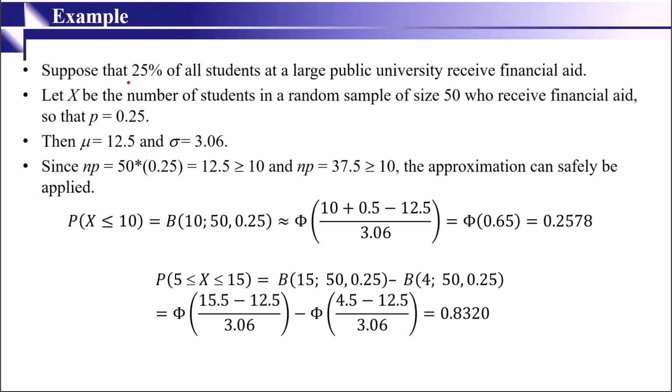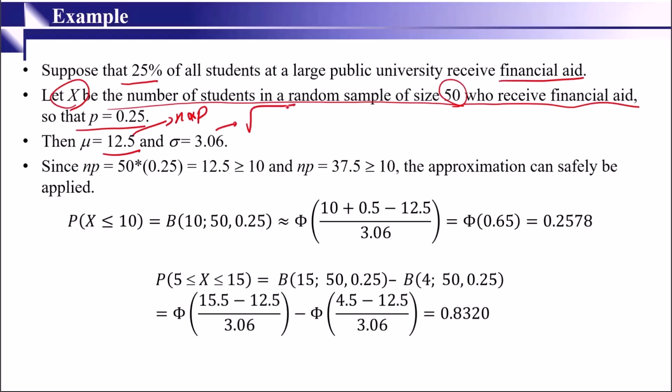So we add 0.5 in order to improve the accuracy. Suppose that 25% of students at a large public university receive financial aid. X is a random variable, the number of students in a random sample of 50 who receive financial aid, and the probability is 25%. Based on the equations, mu is n times p, which is 12.5, and sigma is the square root of npq, which is 3.06. Because np is equal to 12.5 and n times 1 minus p is equal to 37.5, the normal approximation is valid.